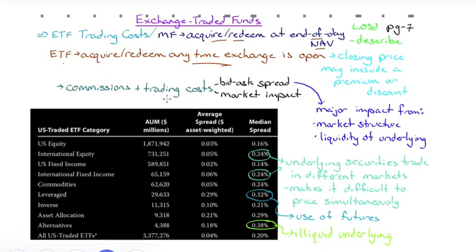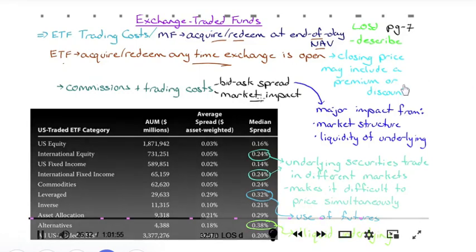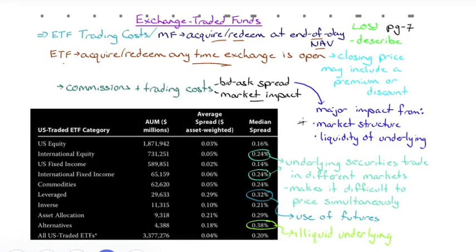Commissions plus trading costs are involved with ETFs, and trading costs are the bid-ask spread and market impact. We're really just going to focus on the bid-ask spread. We have a whole reading coming up in this section that will get us into more detail about what market impact is and how we measure it. But for now, let's look at the bid-ask spread. For an ETF, the major impact on the size of the spread comes from market structure or the liquidity of the underlying.